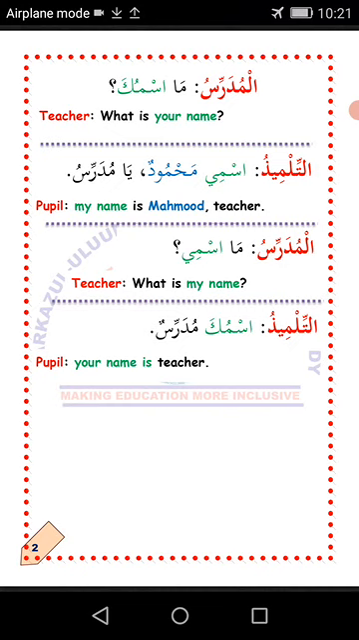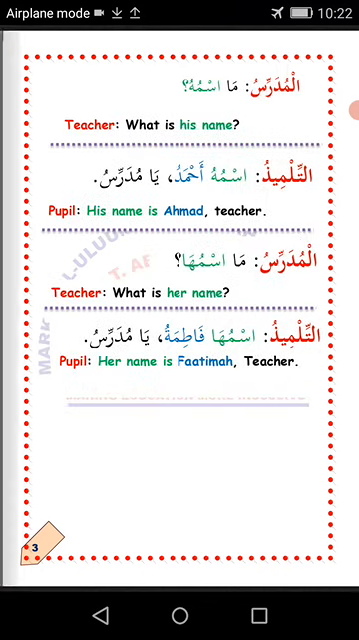التلميذ, pupil. Ismuka mudarris. Ismuka, your name. Mudarris is teacher. Or Ismuka Yaqub. Ismuka Ibrahim. Ismuka Ahmad. So Ismuka mudarris, your name is teacher. لعلك فهمت? I hope you understand.